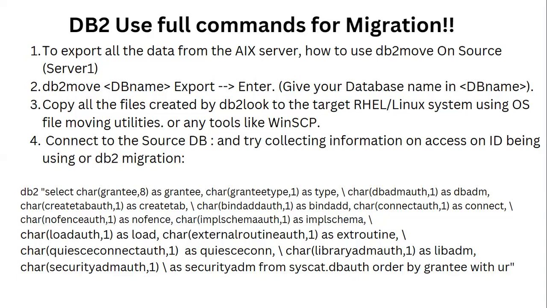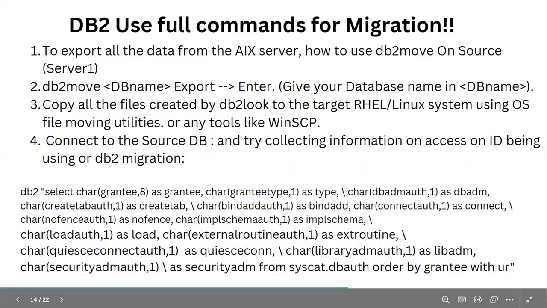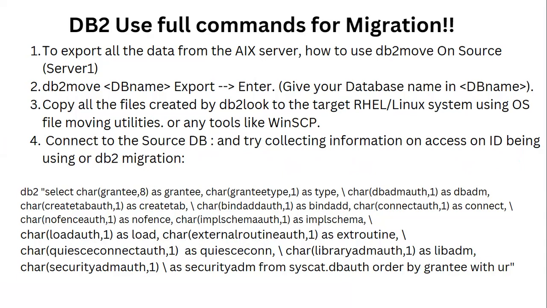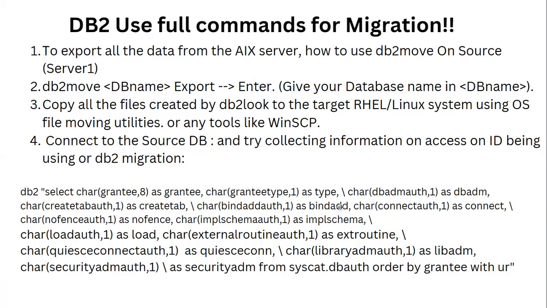Once you have moved those particular files to the target one, connect to the source database and try collecting information on access on ID. So remember, this is the information. You see this query? This query will give you what kind of authentication that particular ID has, which you are going to use for data migration. So bind authentication, connection authentication, no fenced authentication, implicit schema authentication, load authentication, and all like that. These authentications must be with that ID which I'm using for the migration.